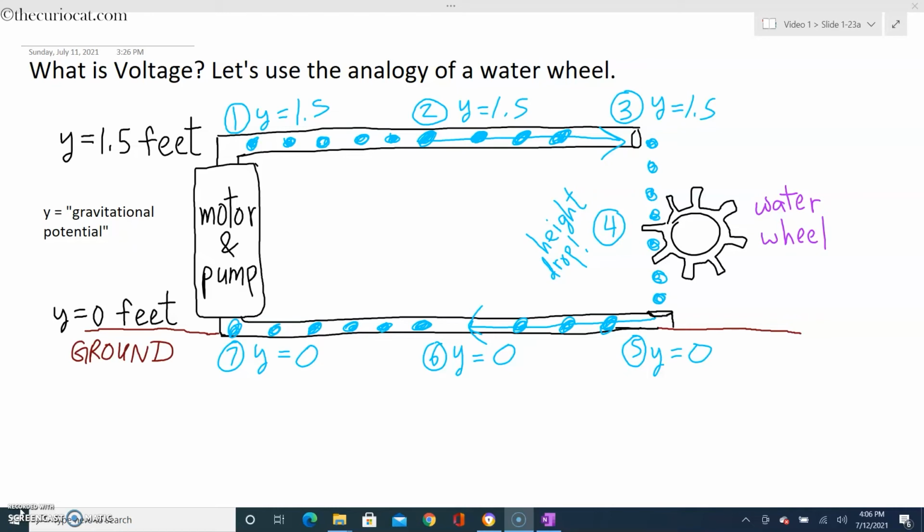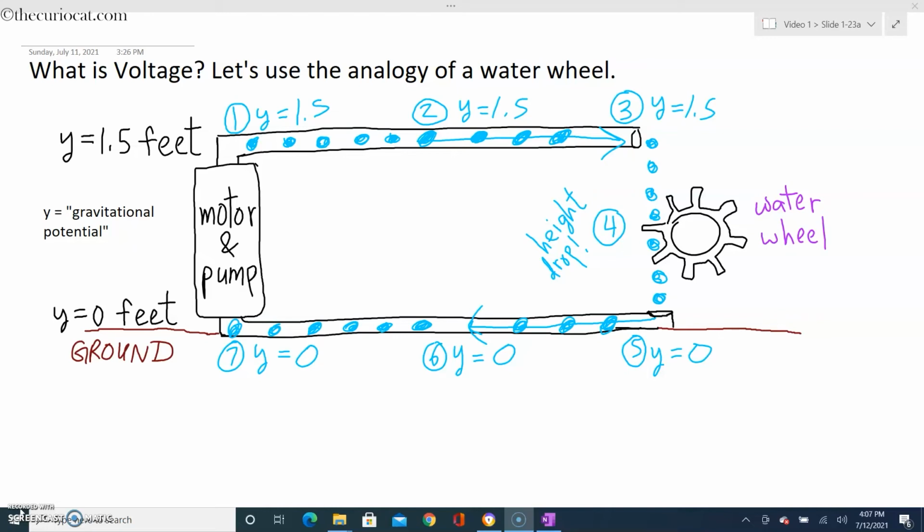Here, the height y represents a gravitational potential. At locations 1, 2, and 3, the value of y is the same. It is 1.5 feet. At location 4, the water drops 1.5 feet. In other words, we can say that there is a 1.5 feet drop in gravitational potential across the water wheel.